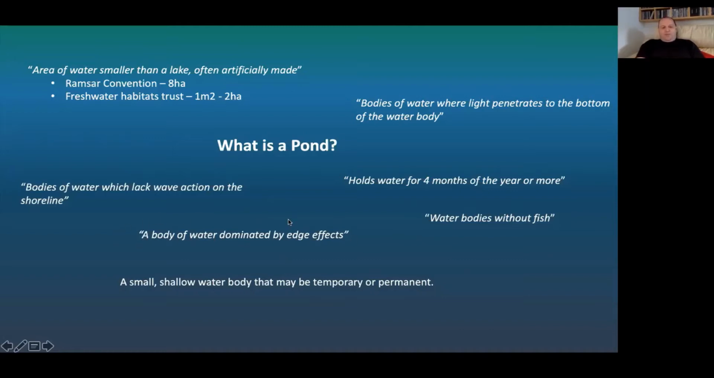It's a body of water dominated by edge effects. And I think that picks up on the ecological process, that there's a very strong interaction between ponds and the surrounding terrestrial ecosystem. I think we'll come back to that a little later, because it shows up in the ecology of ponds. So basically what it comes down to is you've got some manner of small, shallow water body that may be temporary or permanent, but it's pretty hard to define exactly what that is.